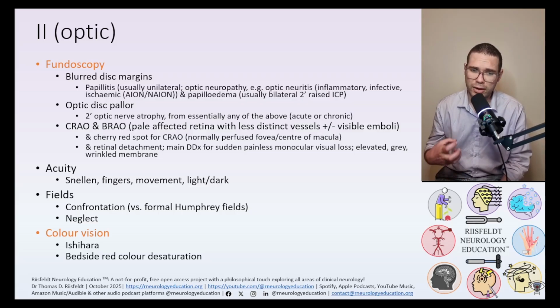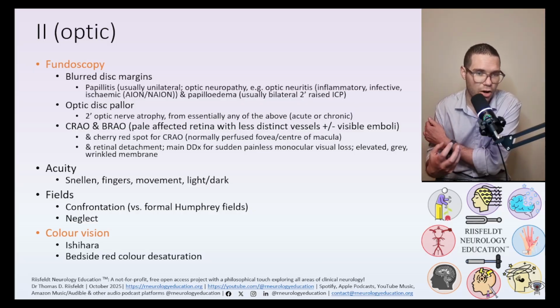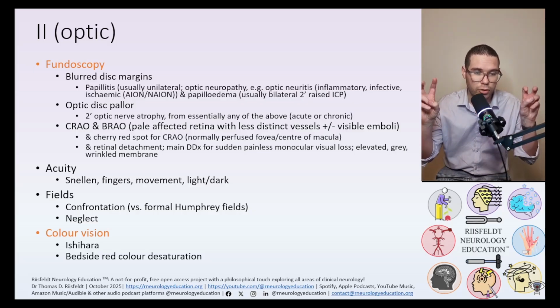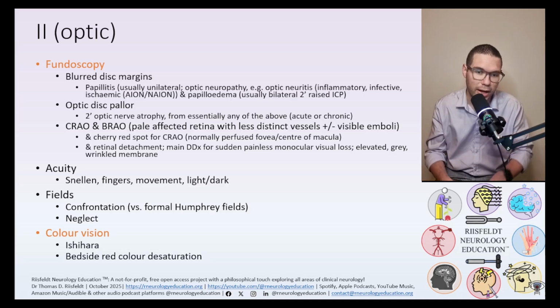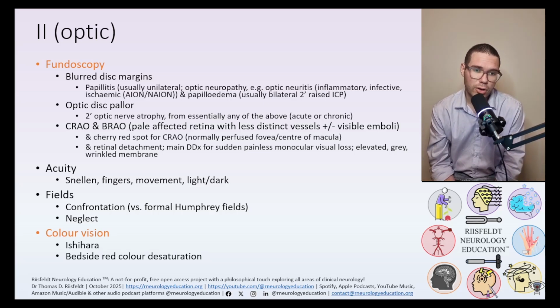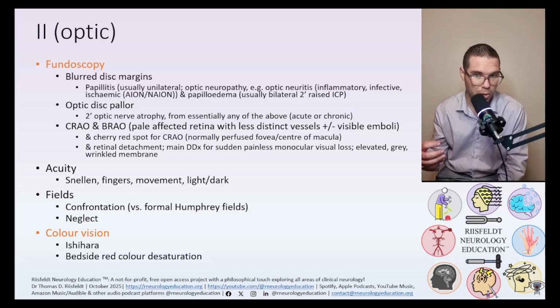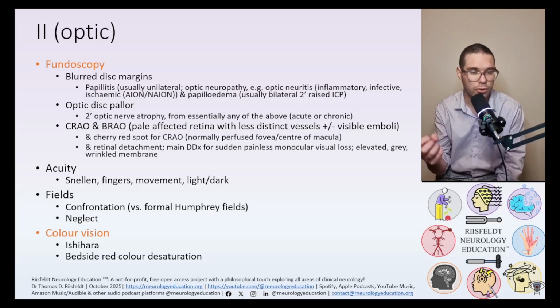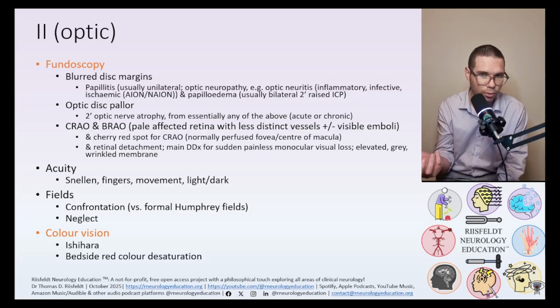So CRAO and BRAO could colloquially be known as a stroke of the eye. Some patients may refer to it in that way because that is essentially what it is. And what do they look like on fundoscopy? Basically, the part of the retina which is affected, so in the central retinal artery occlusion, it will be most of the retina, or in the branch retinal artery occlusion, it will be a specific part or portion of the retina. The affected retina will appear pale, and the vessels beneath it will be less distinct or may not really be evident at all.